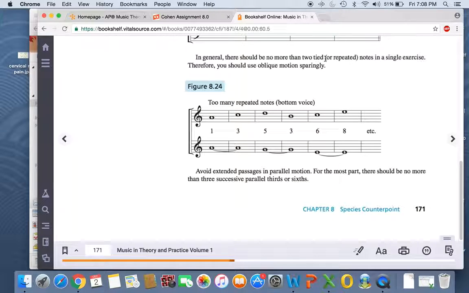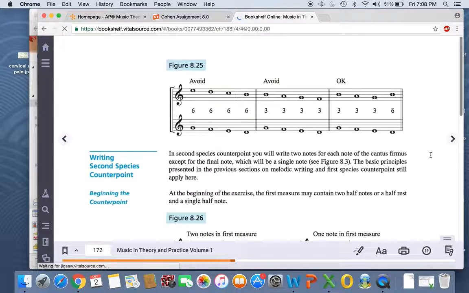In general, there should be no more than 2 tied or repeated notes in a single exercise. Therefore, use oblique motion sparingly. That's important too. Read it. And there's avoid that, and do that, and please read them.